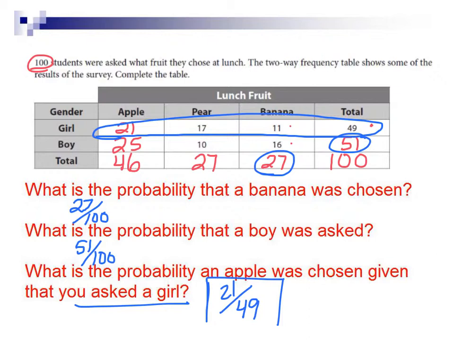I could spin that around and do that again another way. I could say, given that pear was chosen, what's the probability that it's a boy? Okay, if it was something like that, if it was given that I'm only looking at the pear surveys, then I'd only be looking at these. And then the probability of boy would be 10 out of 27. So pay attention to whether they're talking about the whole survey or just part of it.